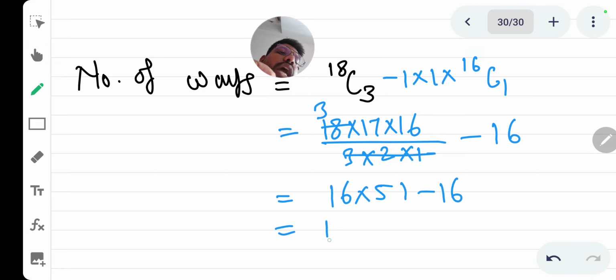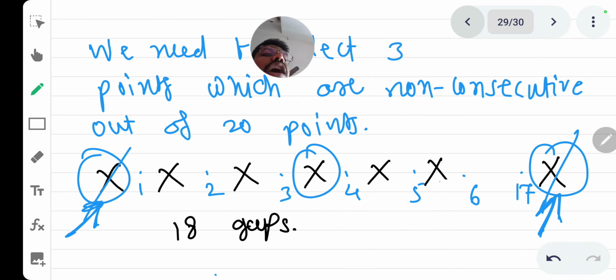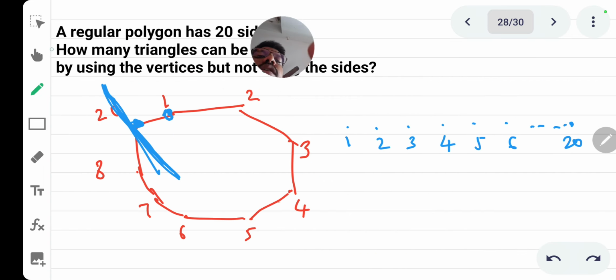So I can take 16 common, 51 minus 1. So that would be 16 into 50. 16 into 50 is 16 5s are 80, so 800. So in short, 800 triangles can be drawn by using the vertices but not by using the sides of the polygon. So that is how this can be done.